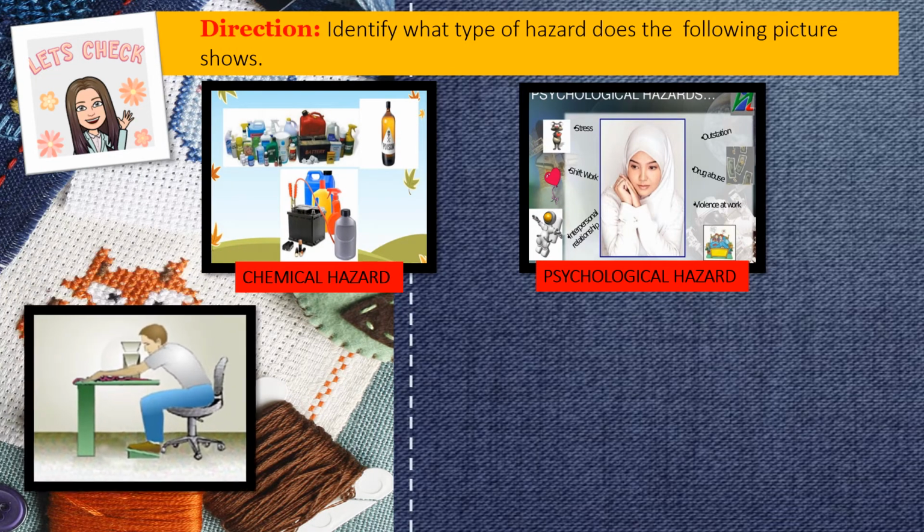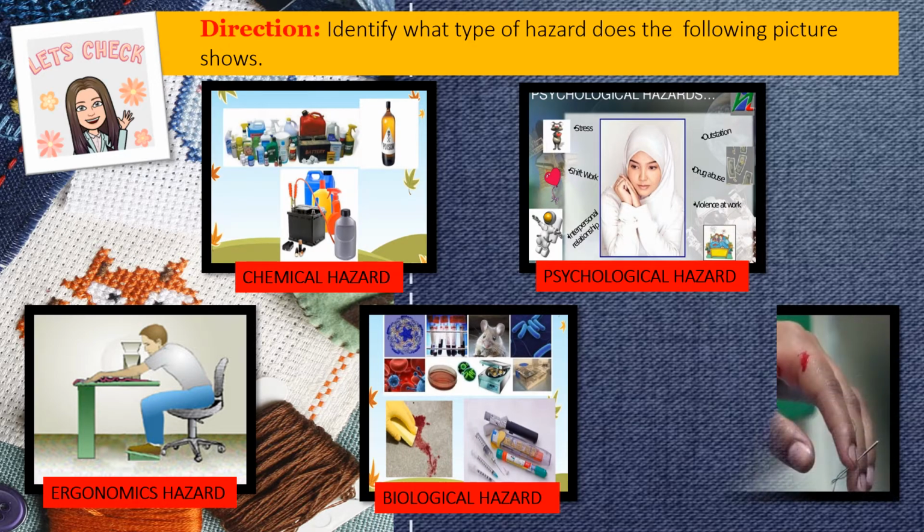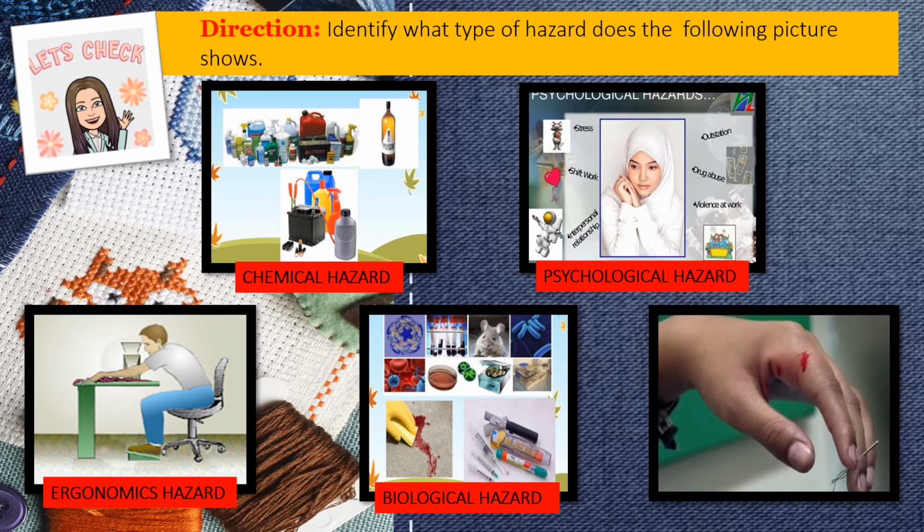Next, number three picture: the wrong posture is an example of what hazard? So that is an ergonomic hazard. Okay, very good. Another picture, like viruses in the waste or the blood, is an example of a, yes, very good, biological hazard. Then the last picture, what type of hazard is that? Okay, that is a physical hazard.